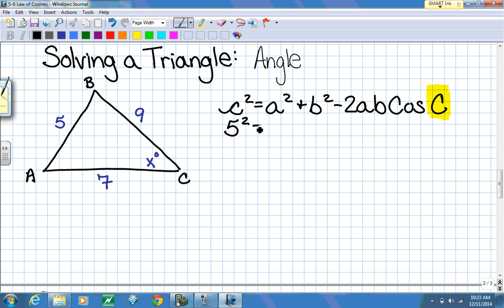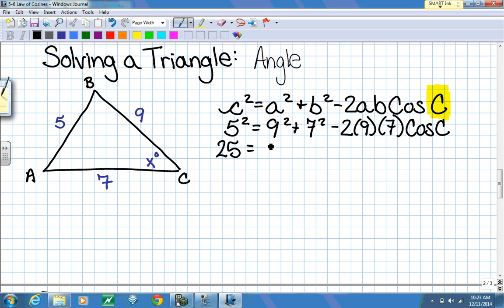So I have 5 squared is equal to 9 squared plus 7 squared minus 2 times 9 times 7, multiplying that by the cosine of angle C. Now in this next part, you need to be slightly careful. I can go ahead and do some simplifying. I can rewrite this as 25 equals 81 plus 49, and then if I take 2 times 9, so 18 times 7, that's going to give me negative 126 times the cosine of angle C.